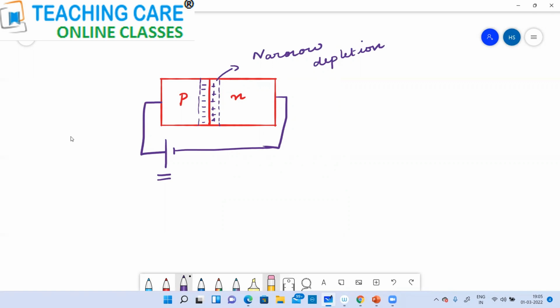The potential drop decreases. What will happen? The diffusion of holes and electrons increases. The depletion region is thin, so it offers a low resistance. So, do you want to note down the characteristics of the forward biasing?